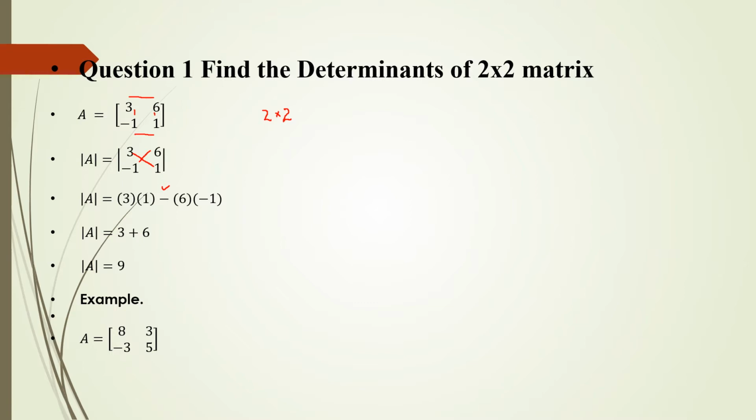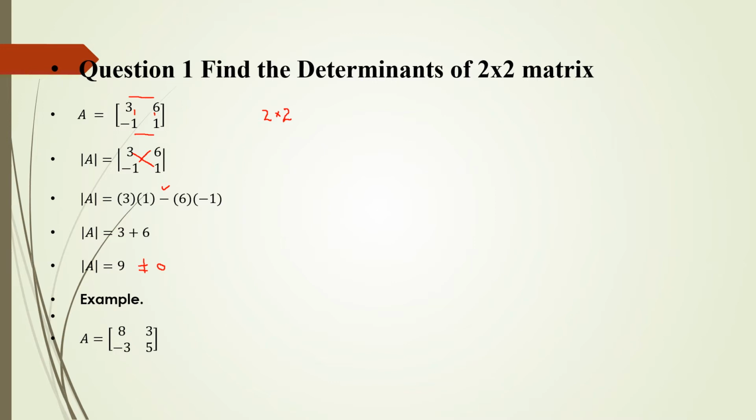So the determinant of the matrix A is equal to 9, which is not equal to 0. My dear student, if the determinant of a matrix is 0, then we call it a singular matrix. But here the determinant of A is equal to 9, so in this case we call it a non-singular matrix.